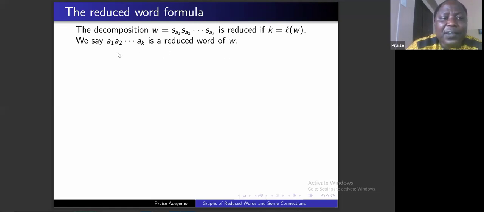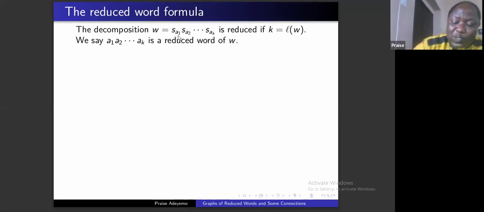Now, to be frank, this decomposition is not unique. We can get many decompositions because we can just use the relations I talked about earlier.